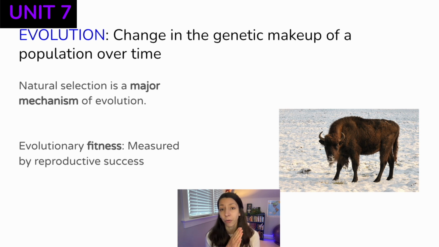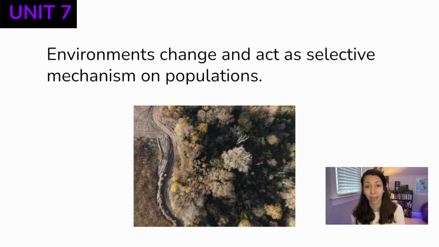When we talk about how an organism is evolutionarily fit, that is not about being strong or being big and bulky or fast. It's about how well they survive, reproduce, and pass on their traits to their offspring. One big deal to talk about in natural selection is the environment and how the environment can change and act as a selective mechanism on populations. And we'll get into some examples of that soon.